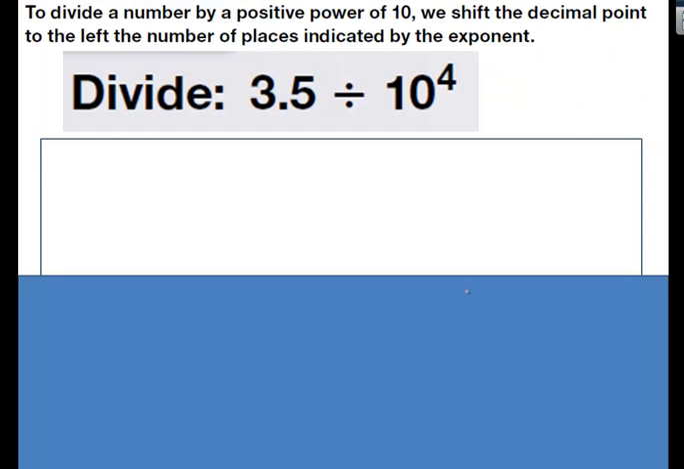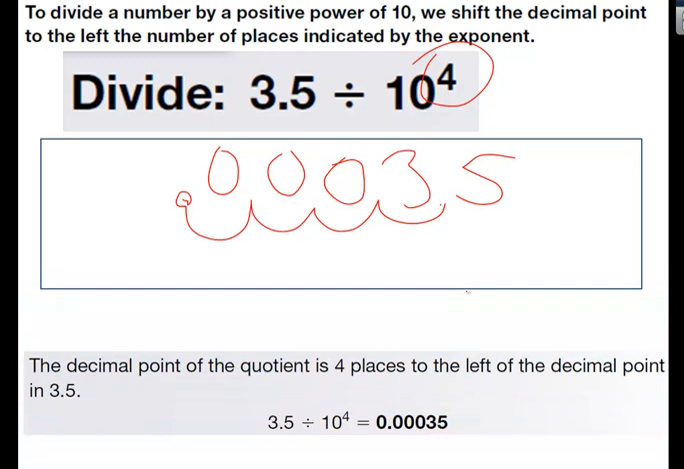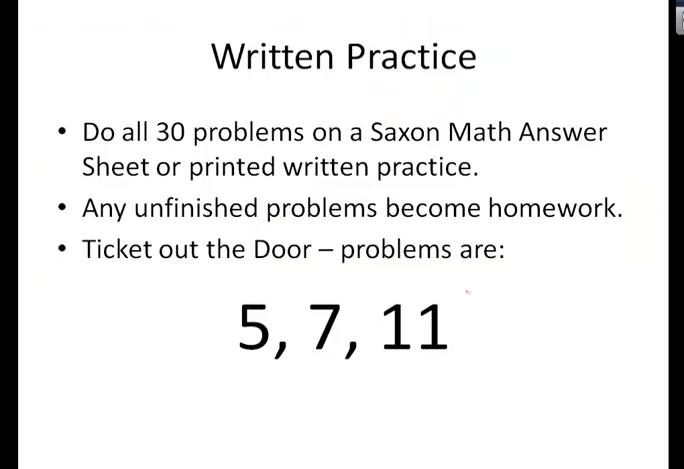All right. To divide a number by a positive power of 10, we shift the decimal point to the left. So divide this. You take 3.5 and you're going to move it to the left. How many spots to the left? 4. 1, 2, 3, 4. Put in your zeros. There's your answer. 0.00035. Pretty easy stuff once you get the hang of it. I know it can be a little confusing the first time you see it. Watch the video a couple times if you need to.